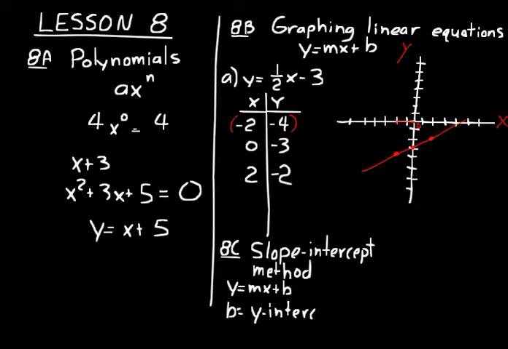That is where the line crosses the y-axis. That constant value at the end, y equals mx plus b, that b value, is where it crosses the y-axis. And you can see that in the problem we just did. y equals 1/2 x minus 3. The y-intercept is -3. And see, that line crosses the y-axis at -3. m is the slope.